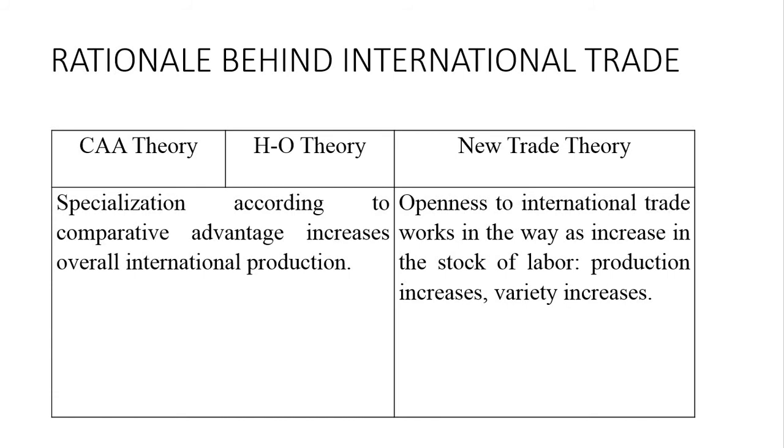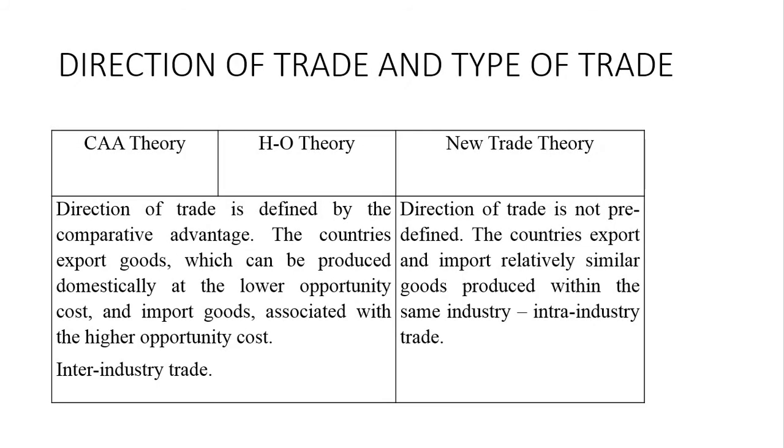And because we assume increasing returns to scale, average cost of production decreases as well. So when it comes to the direction and type of international trade, the theory of comparative advantage and Heckscher-Ohlin theory can perfectly predict the direction of international trade. So the countries export goods which can be produced domestically at lower opportunity costs and import goods associated with higher opportunity costs. And obviously in this case we discuss inter-industry trade exclusively because, as I mentioned before, there is simply no place for intra-industry trade.